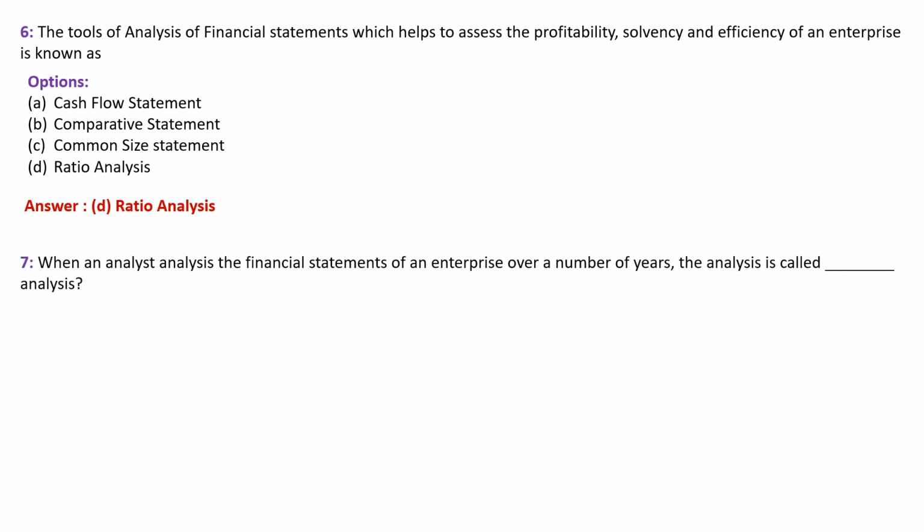Question number 7. When an analyst analyzes the financial statements of an enterprise over a number of years, the analysis is called dash analysis. So you have option A static, B external, C horizontal, and D vertical. So the answer is horizontal.